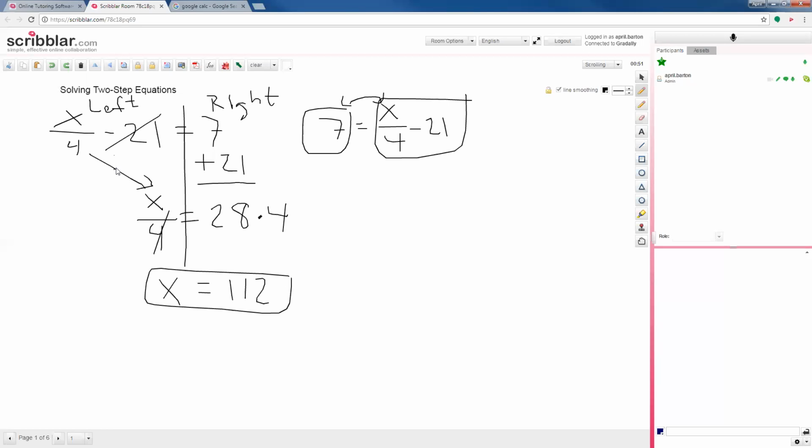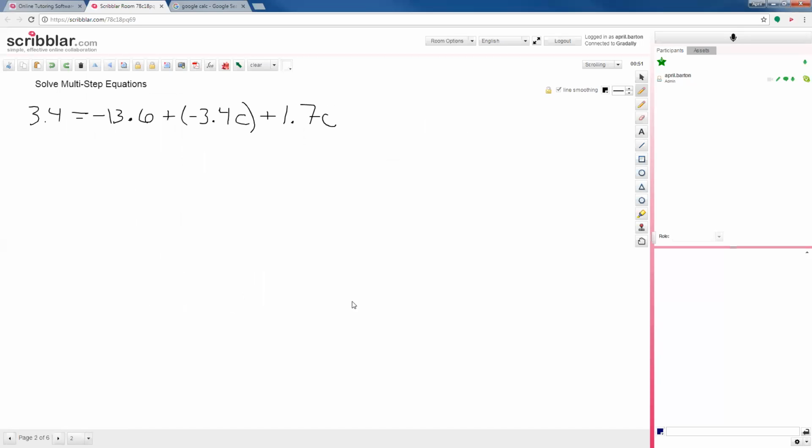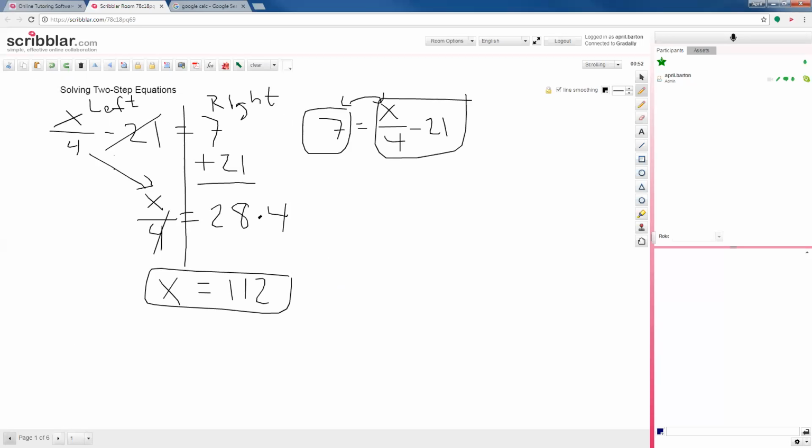So let's move on then to multi-step equations. Multi-step equations. Okay, so you were confused or your confusion has been fixed.